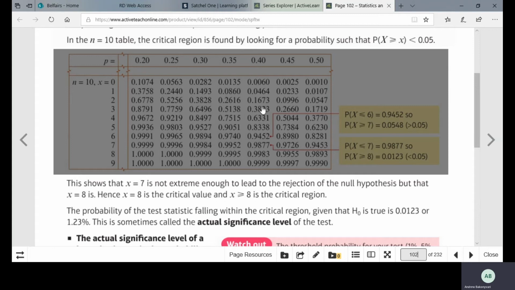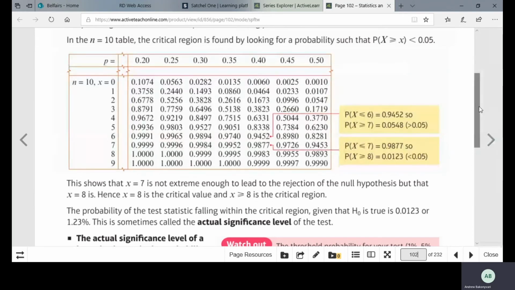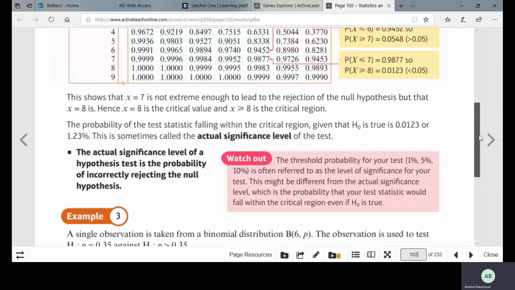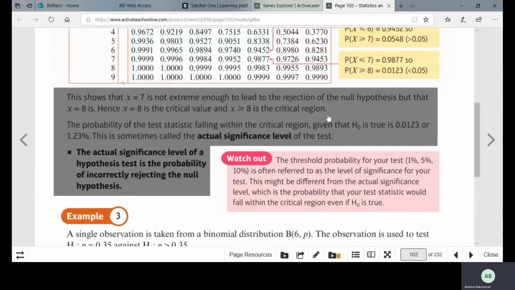So just be careful there that I'm not just finding the first figure that when I subtract from 1 gives me something less than 5%, because this 7, as we saw previously, is in the acceptance region. 8 is in the critical region, because less than or equal to 7, if I subtract that from 1, means I'm going greater than or equal to 8. So we just have to be careful there, and hopefully we'll be able to see that in some of the examples that we do. That just explains what I've just gone through.